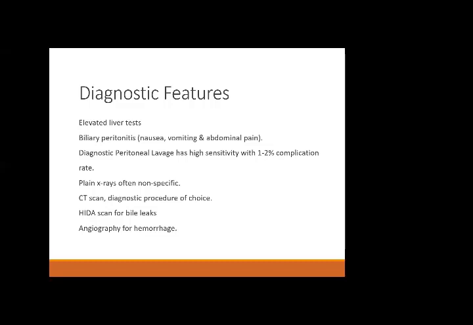HIDA scan is effective, a hepatobiliary iminodiacetic acid scan, especially for bile leaks. Bilirubin matrix, sorry. Angiography for hemorrhage. Angiography is a celiac artery angiography, which is a part of angiography.